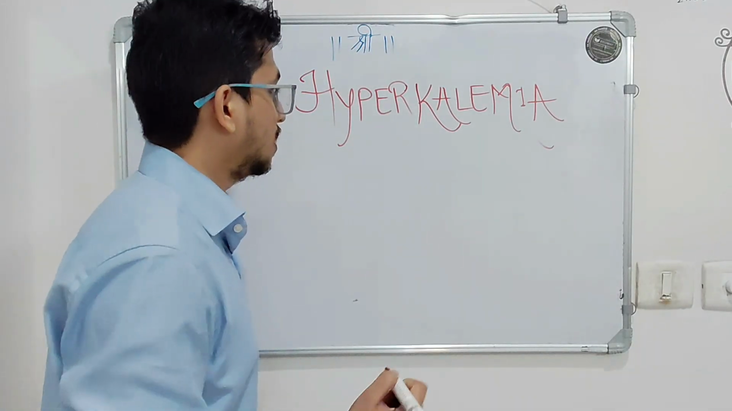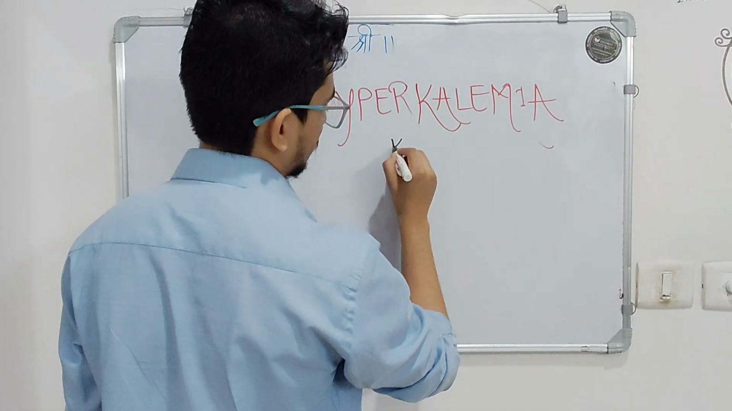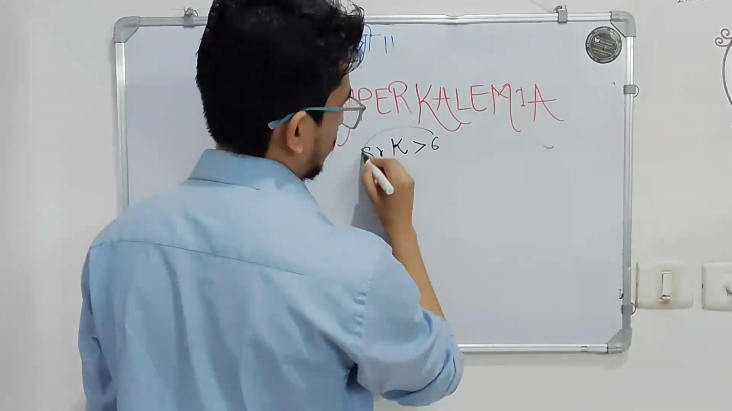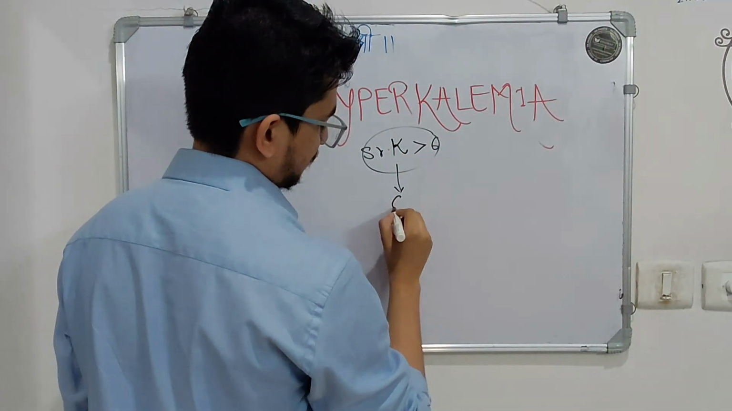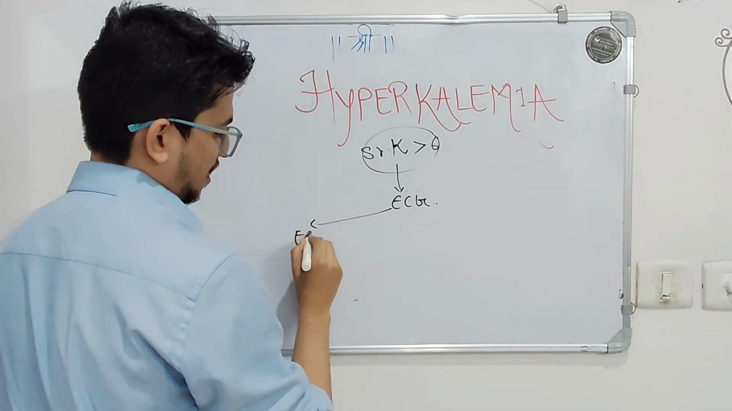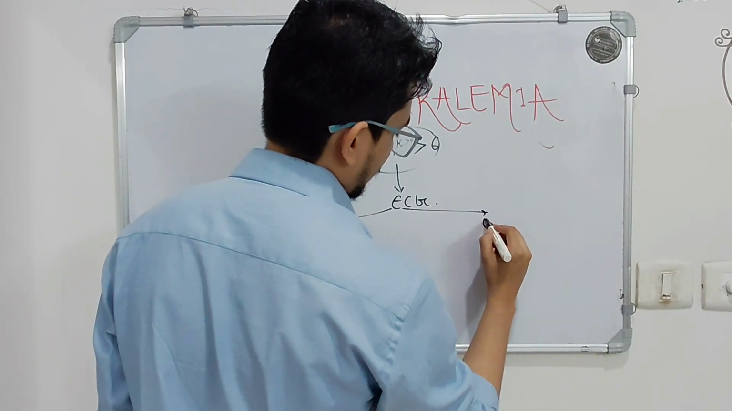In this video I'll be discussing the management of hyperkalemia. So how do you manage hyperkalemia? You first look at the serum potassium level. If it is more than 6, we'll check the ECG, whether ECG changes are present or absent.